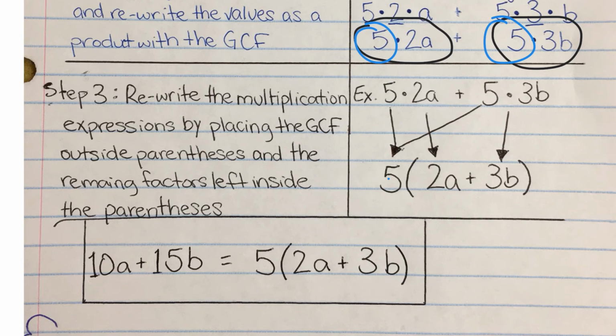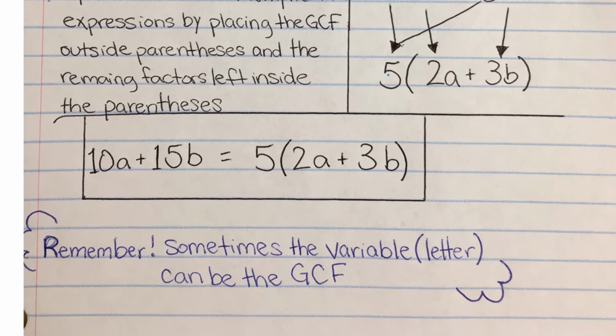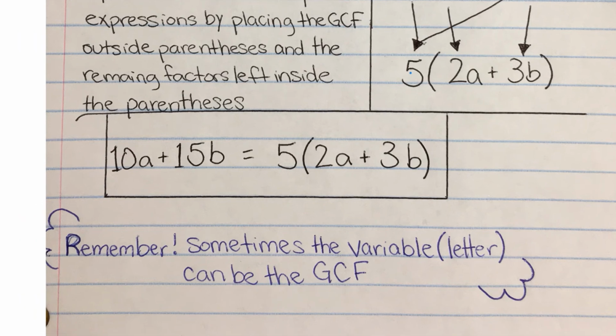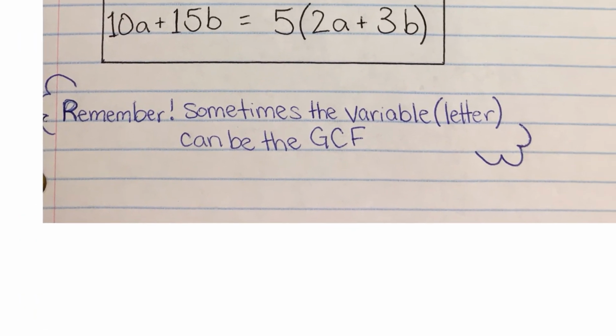And a quick thing to remember down here at the bottom, sometimes the variable, or the letter, can be the GCF. Sometimes you'll see expressions where the actual number parts of the values don't share any common factors. So you might have to take out the variable, which is the GCF. I'll show you an example of that real quick, and we'll practice it a lot in class.